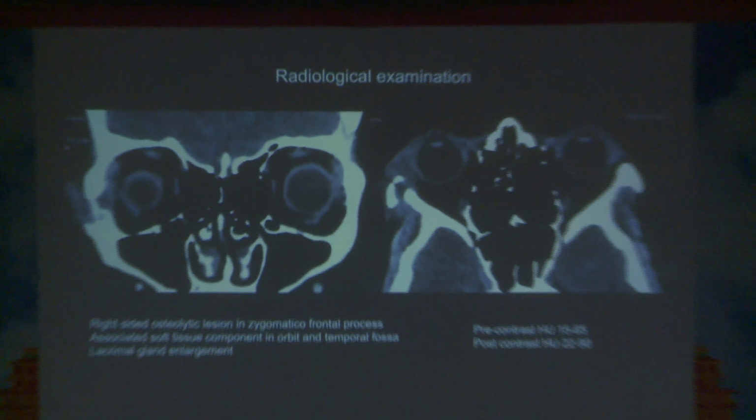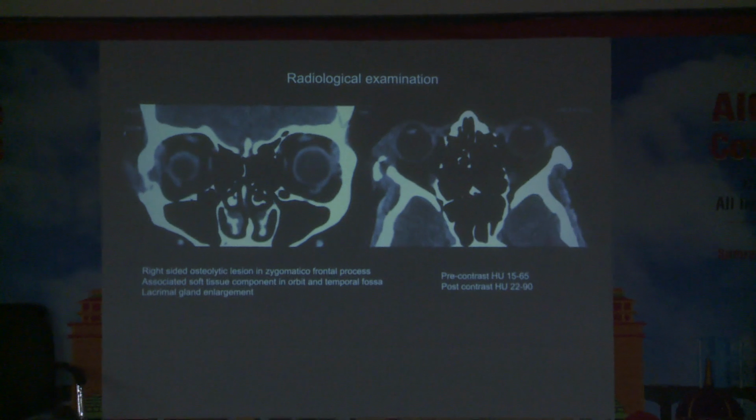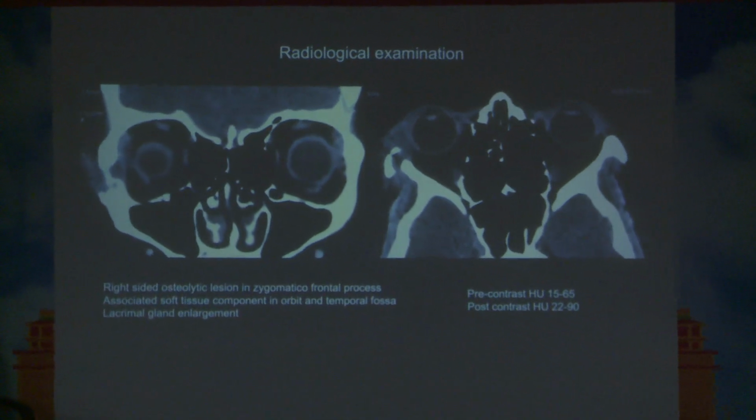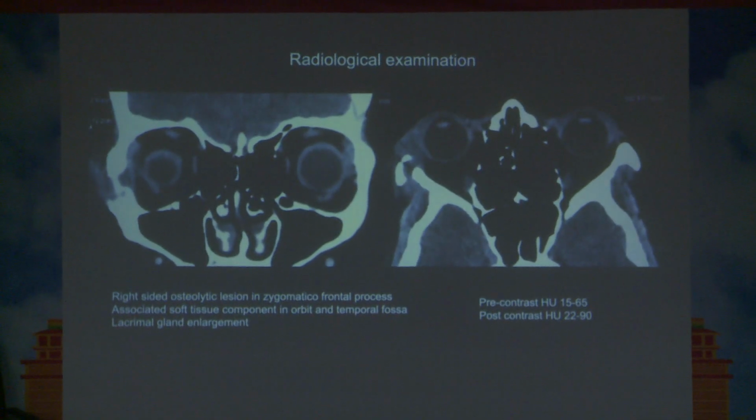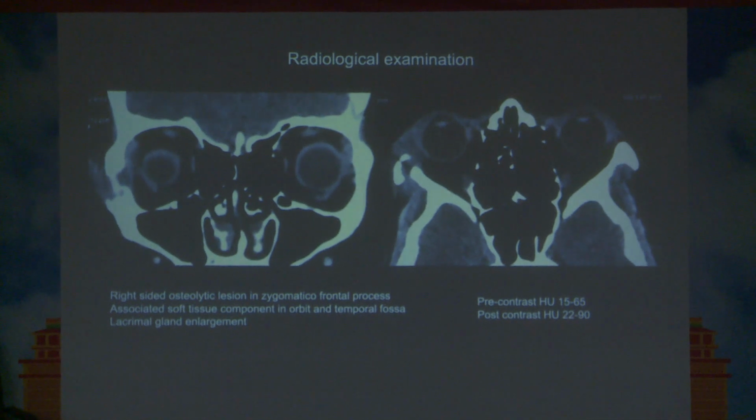Radiological examination: she was actually carrying a CT film with her, which was ordered by the referral physician, which showed a right-sided osteolytic lesion in the zygomatic bone associated with soft tissue component in the orbit and the temporal fossa, a typical triradiate lesion with lacrimal gland enlargement.